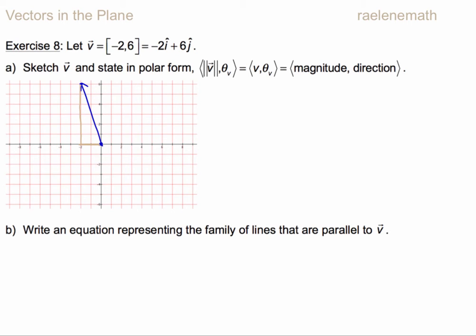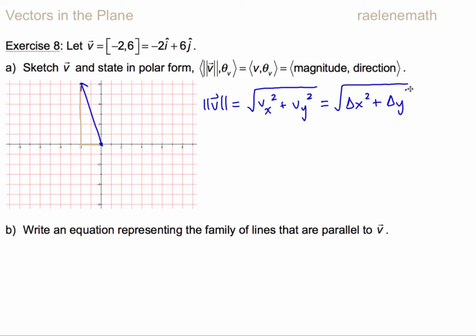Then when we want to come up with the polar components, we want the magnitude and the direction. What we really want to know is the length of this hypotenuse for the magnitude. So the magnitude of vector v can be found using the Pythagorean theorem: the square root of the horizontal component squared plus the vertical component squared. But those are really just the rise and the run values, or the directed base and the directed height. So the directed base is -2, meaning 2 spaces to the left, and the directed height, or the rise, is 6. So the Pythagorean theorem gives us the square root of 40, which we can simplify to 2 times the square root of 10.